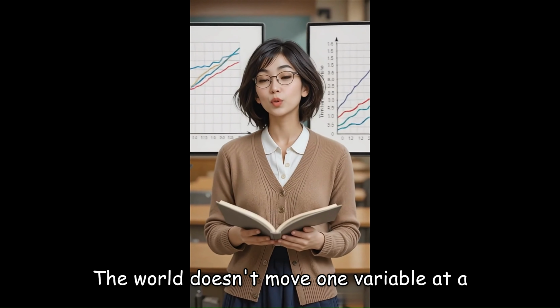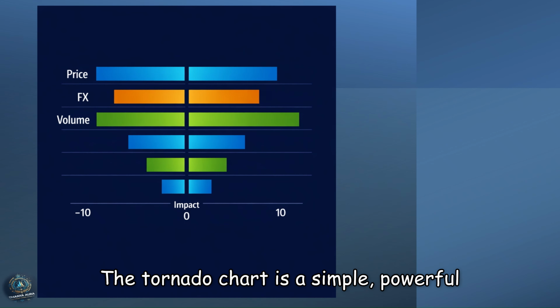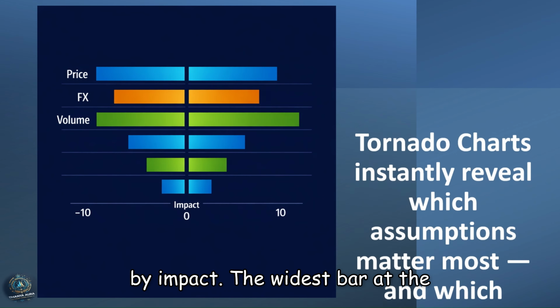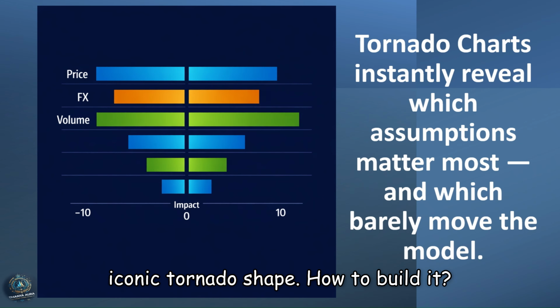You can't control what you can't see. Tornado charts make impact visible. The tornado chart is a simple, powerful visualization. It ranks your assumptions by impact, the widest bar at the top, smallest at the bottom, forming the iconic tornado shape. How to build it?